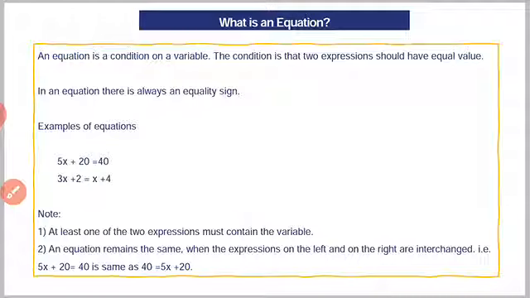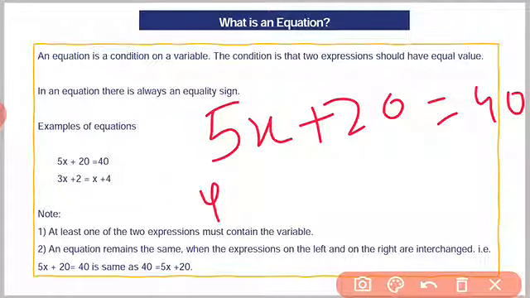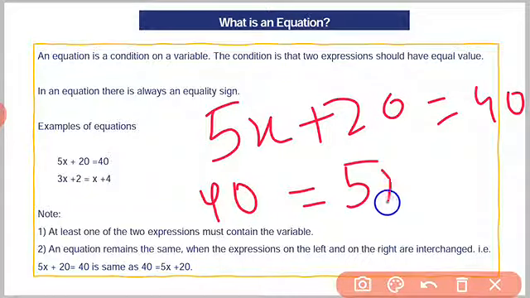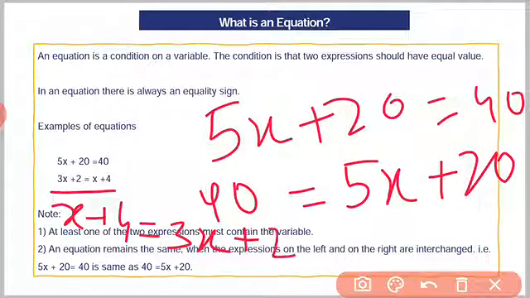An equation remains the same when the expressions on the left hand side and on the right are interchanged. Means suppose I write 5x plus 20 is equal to 40, it is the same as 40 is equal to 5x plus 20. Both are the same. Similarly, if I write this equation as x plus 4 is equal to 3x plus 2, then also these two are the same.